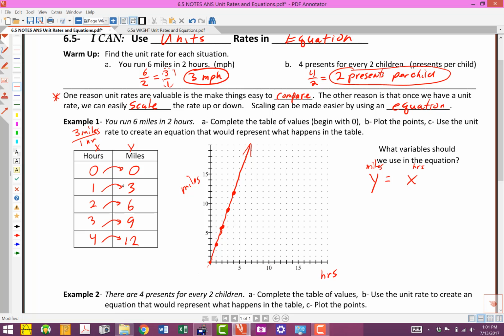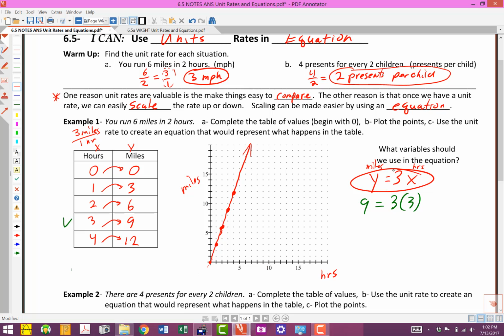Well, you might notice that we could just multiply every single one of these by 3. So I'm going to put a 3 right here. So if you tell me that x is, let's just pick one right here, let's say we pick this one, 3. If we plug in a 3 right here for the number of hours, 3 times 3 is 9. Is that how many miles we get? And it is. And you can do that with any one of these. So this right here is the correct equation.